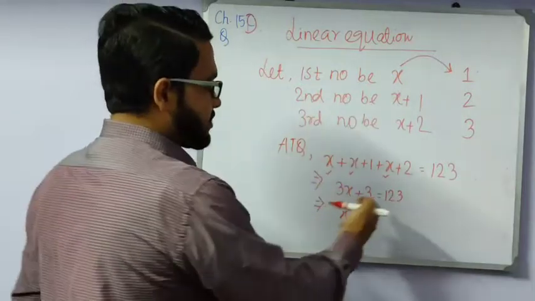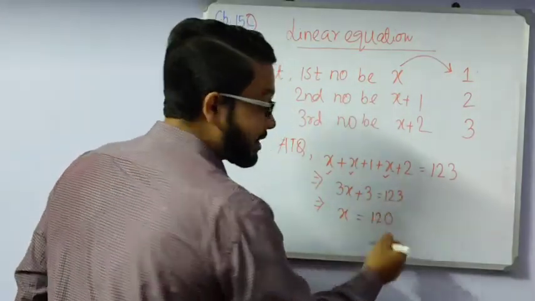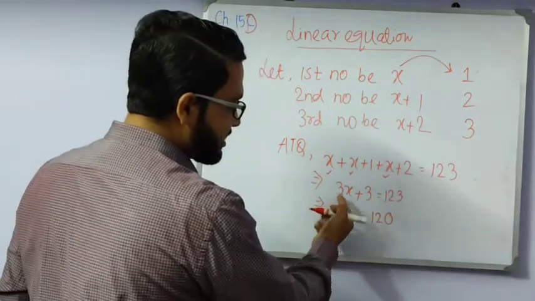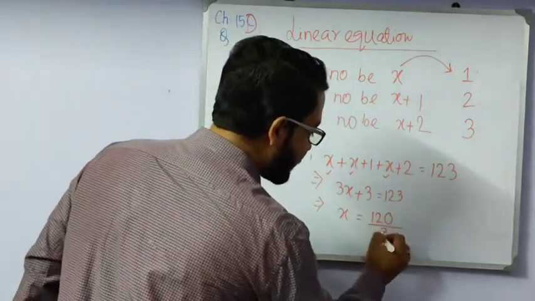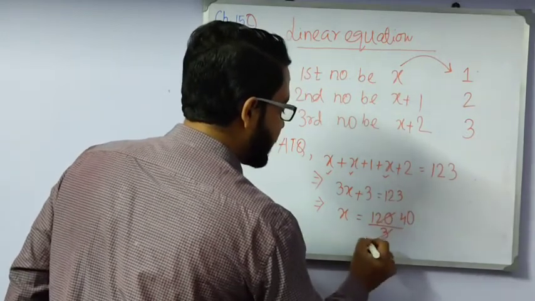You have to do this in your head. 123 minus 3, that is 120. On the next line, this 3 comes here. So 40. So x is equal to 40.